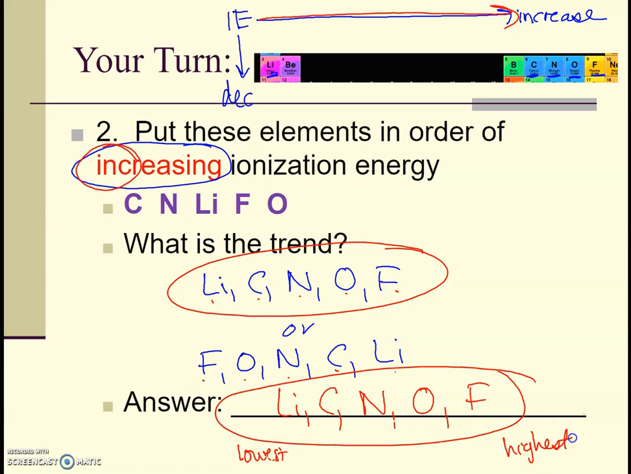This is going to have the lowest ionization energy, and this is going to have the highest because it has the smallest nucleus. Increasing means small to big. And yes, sometimes I need to write that down because sometimes we get a little confused about that. All right, so that is ionization energy, electron affinity coming up.